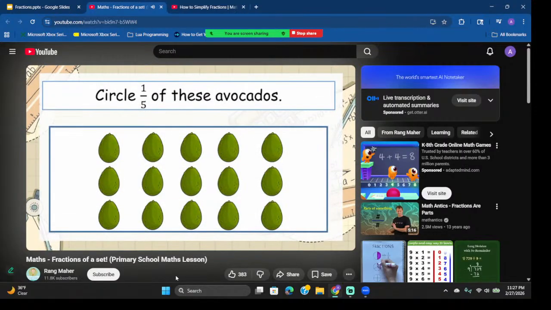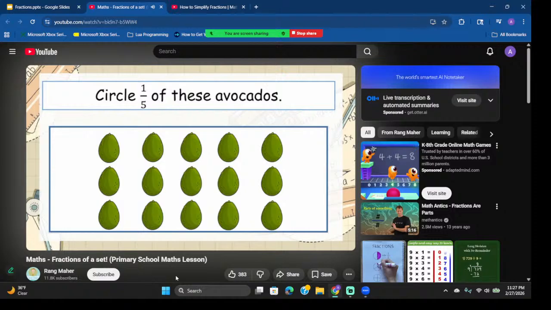I want you to circle 1/5 of this group of avocados. Either divide the total number of avocados by the denominator and find it out that way, or circle 1 in 5 avocados. Pause the video and give it a try.